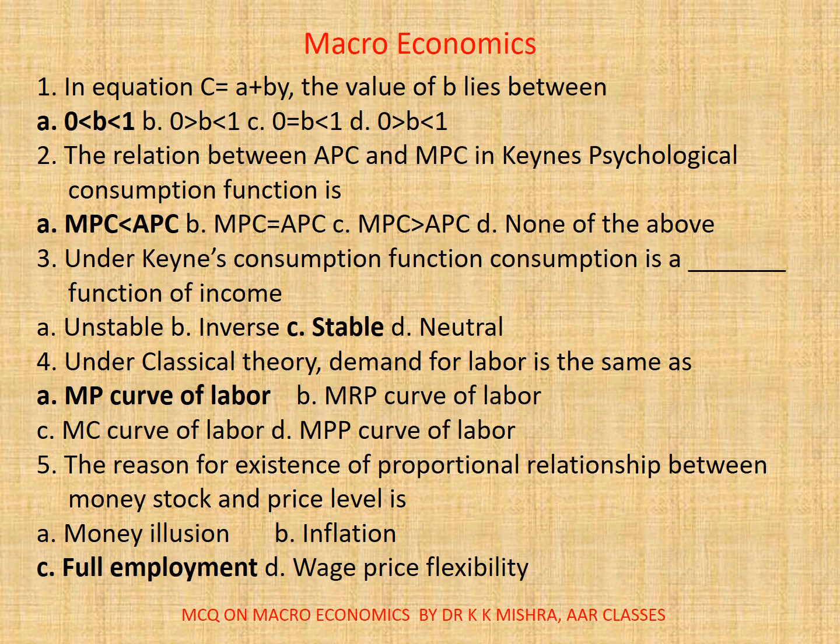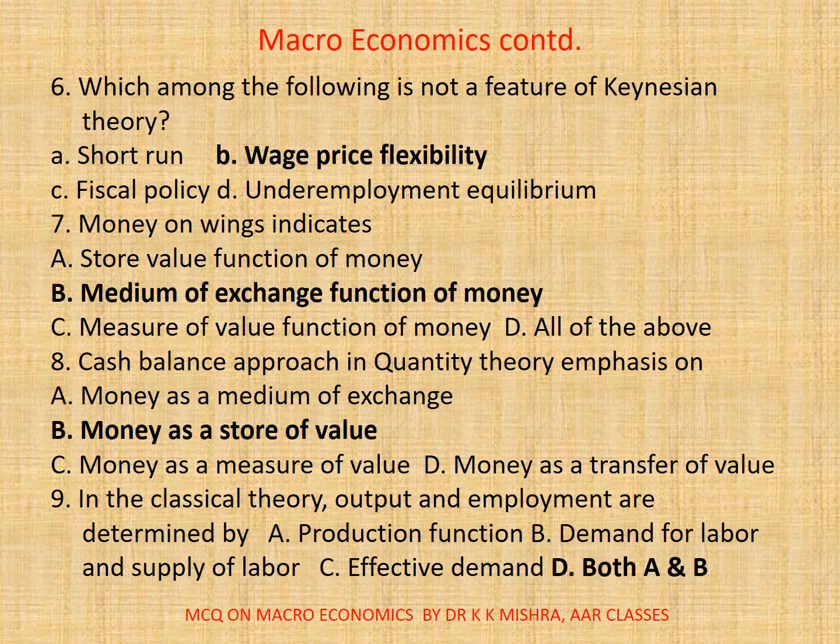5. The reason for existence of proportional relationship between money stock and price level is: A. Money illusion, B. Inflation, C. Full employment, D. Price flexibility. The correct option is C. Full employment.